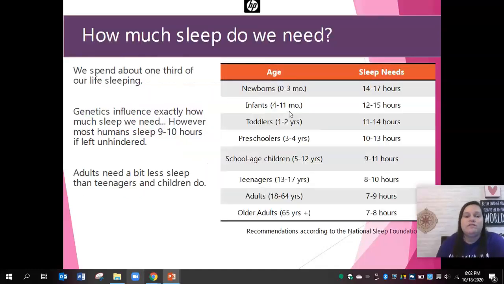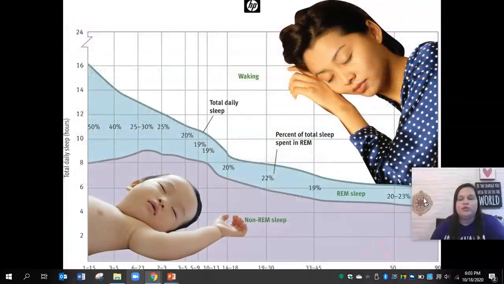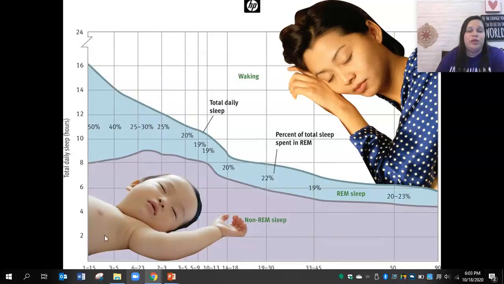How much do we need? It varies by age. Newborns and young children need a lot more sleep. And again, we know those growth hormones are being released during sleep. So when you're growing the most, you need the most sleep. Teenagers still need 8 to 10 hours of sleep a night. But because there's not as many growth hormones being released as we're adults and older adults, adults don't need as much sleep.